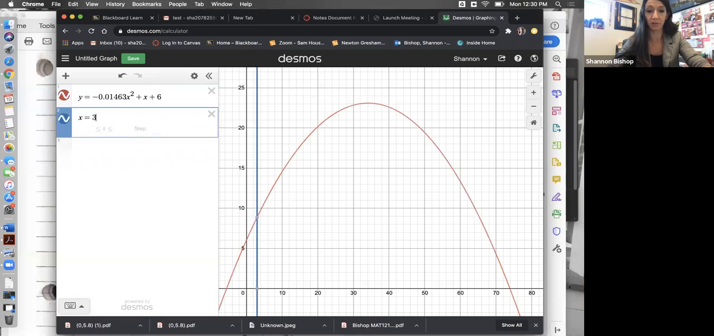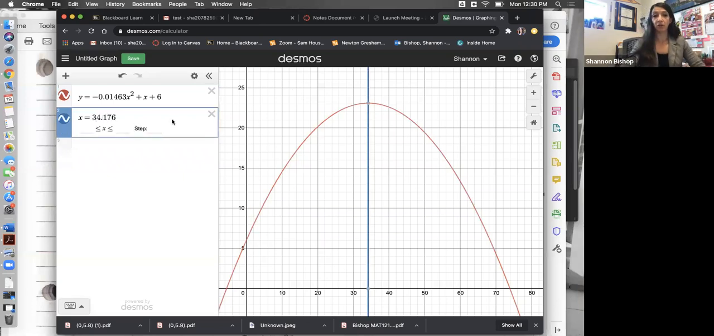34.176. Okay, 34.176. That vertex value is the turning point, of course, of the parabola. By definition, the vertex is the turning point. And for that same reason, the vertex also divides the parabola, if you will, into its two symmetric halves. And which side is which? Well, it depends on if the parabola is right side up or upside down.